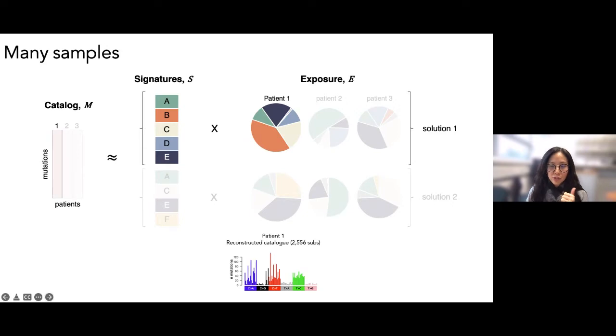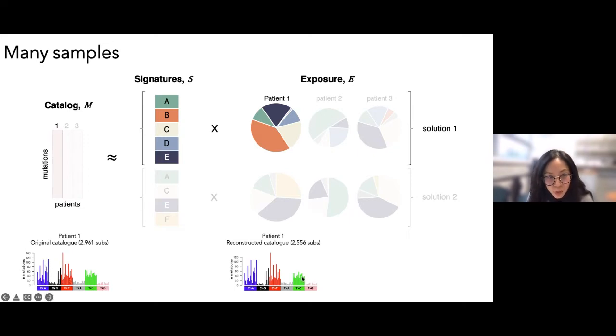The second thing we do is something called a reconstruction. Based on the signatures and the exposures for each patient, we will reconstruct that catalog, because this is just mathematics, right? You can go backwards and forwards. So given this potential solution, I'm going to try to reproduce that. This is what we call a reconstructed catalog. Then we compare it to the original catalog. And actually, if we just ignore the math and just look at them using the organic interface, you'll find that they actually look rather similar, which is good.